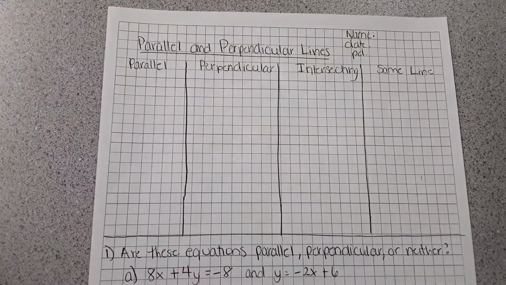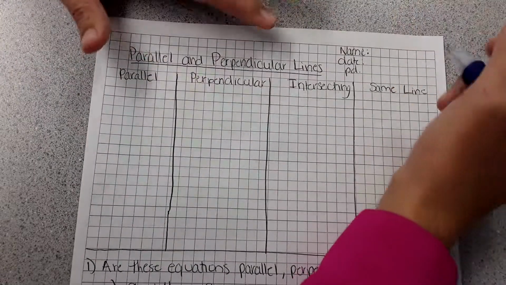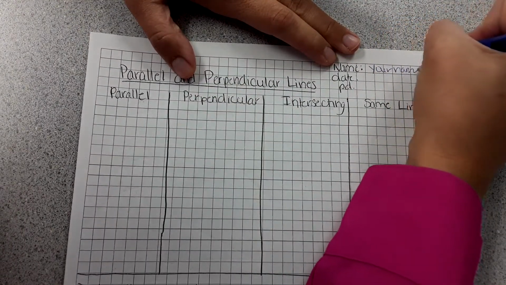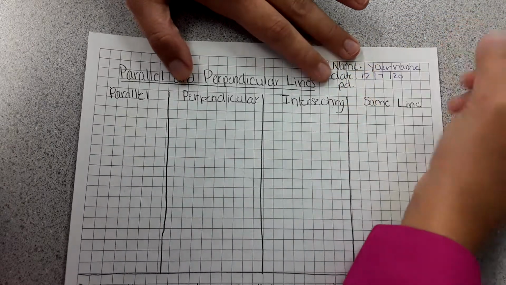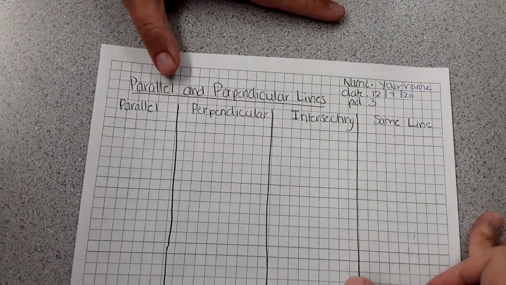Okay, so make sure that you have your name at the top. I will be checking this at the end of class to give you credit for it. So put your name here, your name. Date is the 7th, so 12/7/20, and class period, 3rd period. Put that at the top there.